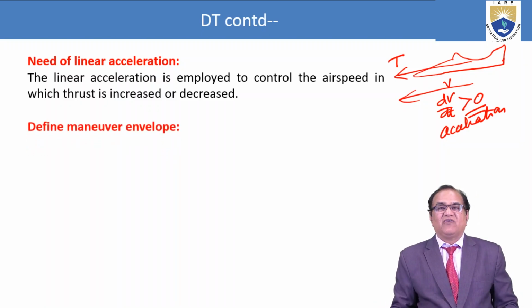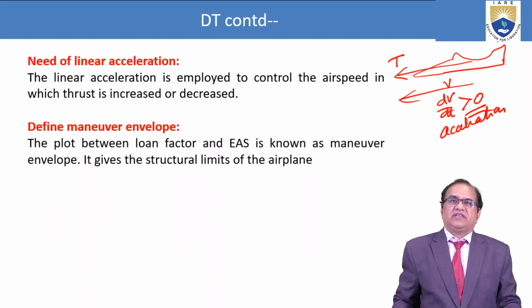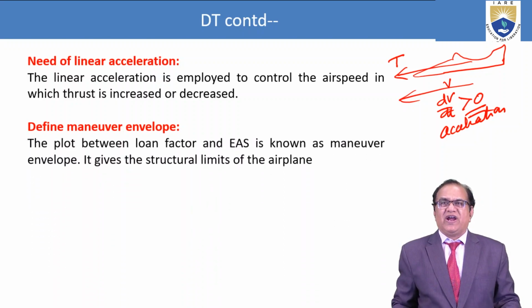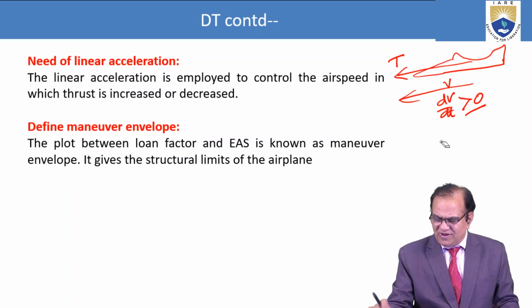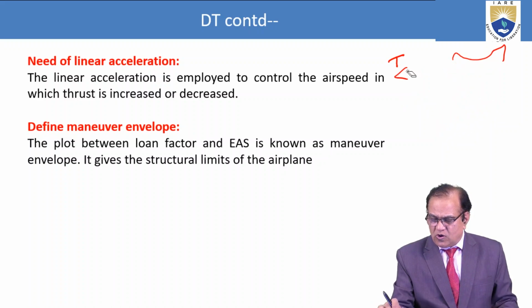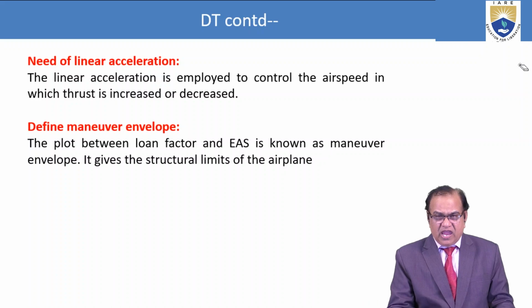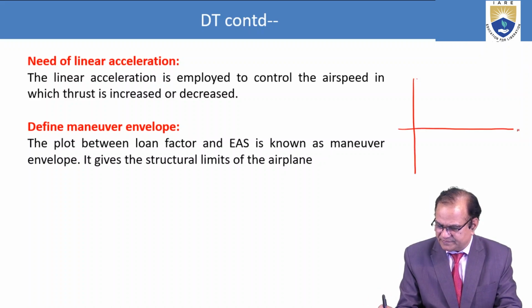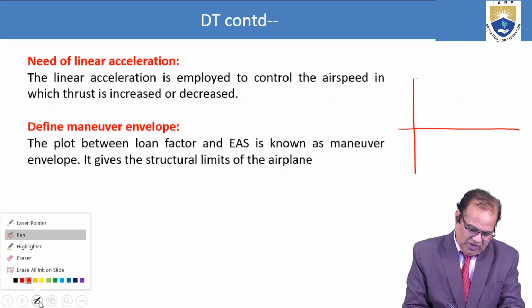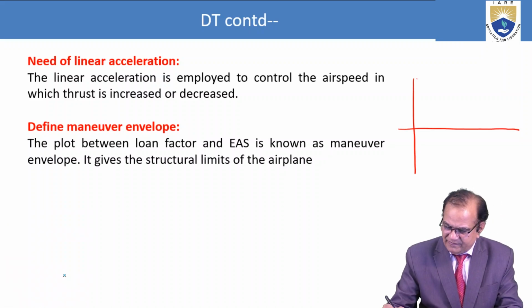Define maneuver envelope. The plot between load factor and indicated airspeed is the maneuver envelope. It gives the structural limits of the airplane. So I will just discuss this. What is that envelope? Every pilot has to fly the aircraft in that zone. So I will draw the VN diagram.